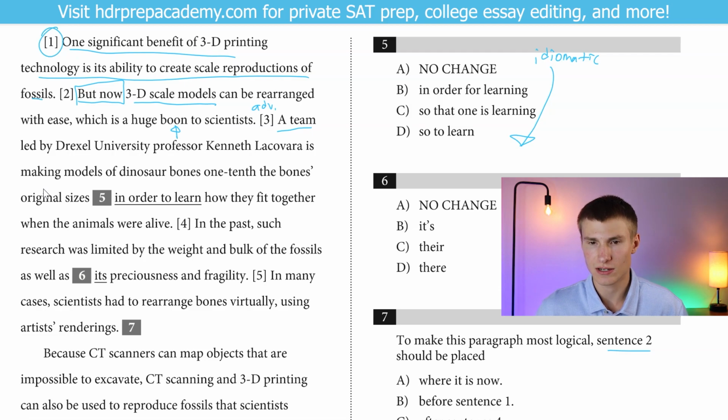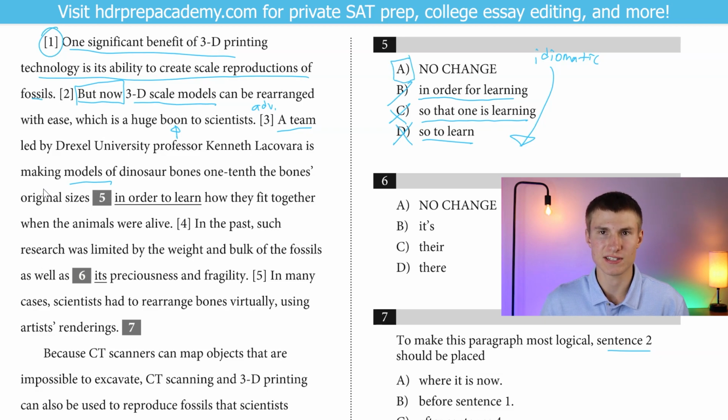The big difference here is the way that these are phrased and what we would naturally say in the English language. We would say, he's making the models in order to learn how they fit together. We wouldn't say in order for learning, because that's not idiomatic. We wouldn't say so that one is learning, also not idiomatic, and we also wouldn't say so to learn. So when dealing with idiom questions, you really want to think about what you'd naturally say and what sounds right. In this case, that'll be answer choice A.